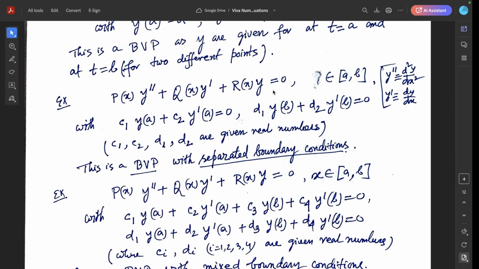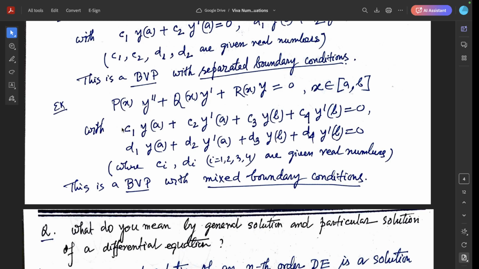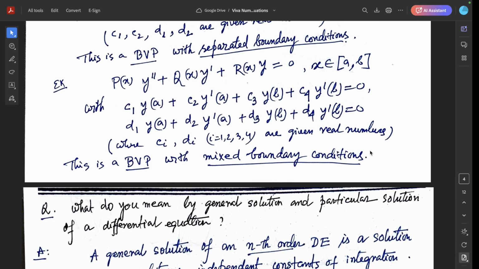In this example, this differential equation with the conditions c1 y(a) + c2 y'(a) and d1 y(b) + d2 y'(b) is also a boundary value problem, and it is called a problem with separated boundary conditions. In one equation all the conditions are at t equal to a, and in the other all at t equal to b. And this boundary value problem, with conditions at both t equal to a and t equal to b, is of mixed type. So this is a boundary value problem with mixed boundary conditions.